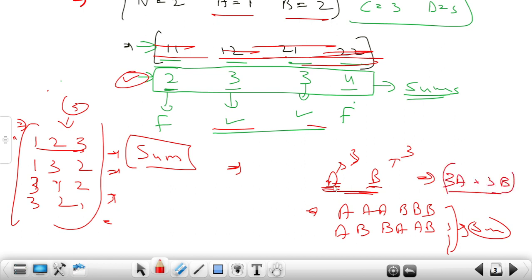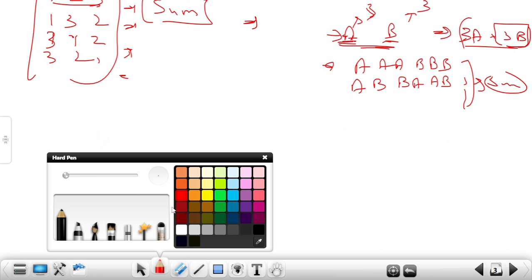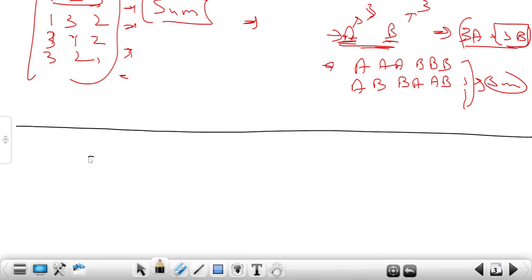Like I have a 3 times, so a is going to contribute 3 multiples and b is going to contribute 3 times again. Okay, so now let me tell you what the possible sum values are. If I have n equals to 6, and I have a equals to some value, let's take 1, and b equals to 2. What are the possible values of sum that we can have? This is what we need to calculate.